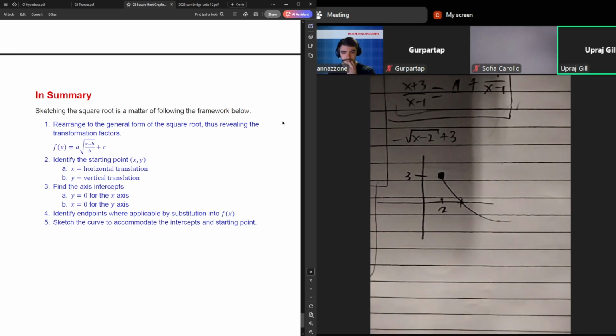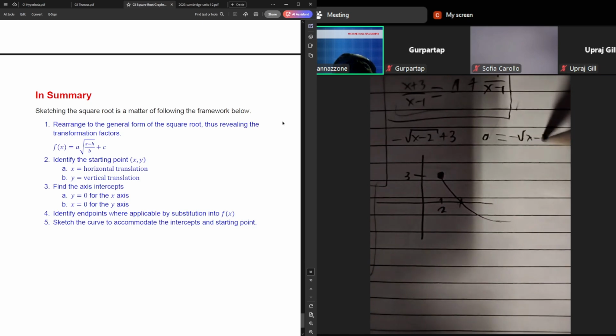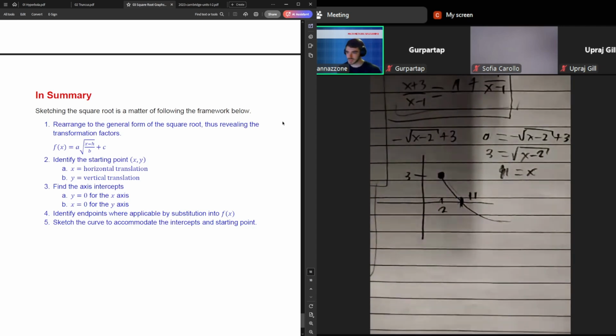You make y 0. Perfect. 0 equals negative root x take 2 plus 3. 3 to the other side, make it positive again. x take 2, 3 3 is a 9, plus another 2 gives you 11. I've drawn that quite poorly scaled, but point being that will cut through 11.